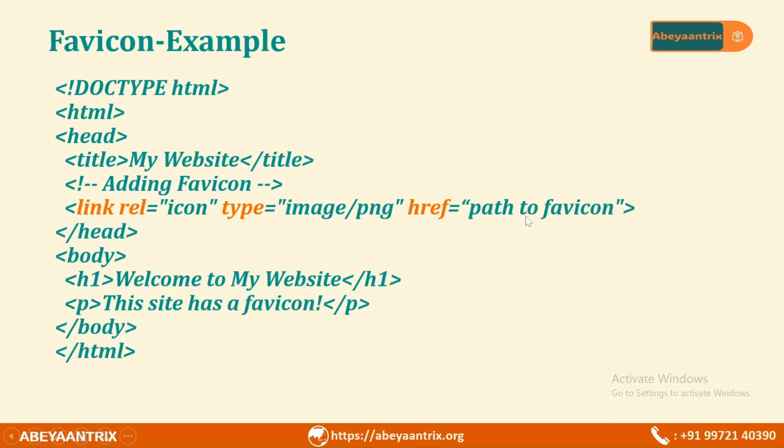Href points to your favicon location. You can use PNG, ICO or SVG formats for your favicon. PNG is the most commonly used format today, and many people use SVG also. If you use PNG, the image will have more clarity. For that reason we prefer PNG images. So let us move on to this example.